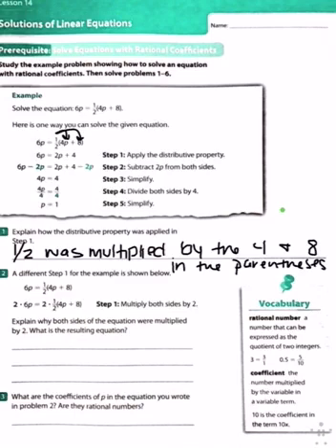A different step 1 in the example is shown. As you can see, instead of multiplying by the 1/2 like we did, they multiply everything by 2. Step 1, multiply both sides by 2. Explain why both sides of the equation were multiplied by 2. What is the resulting equation?